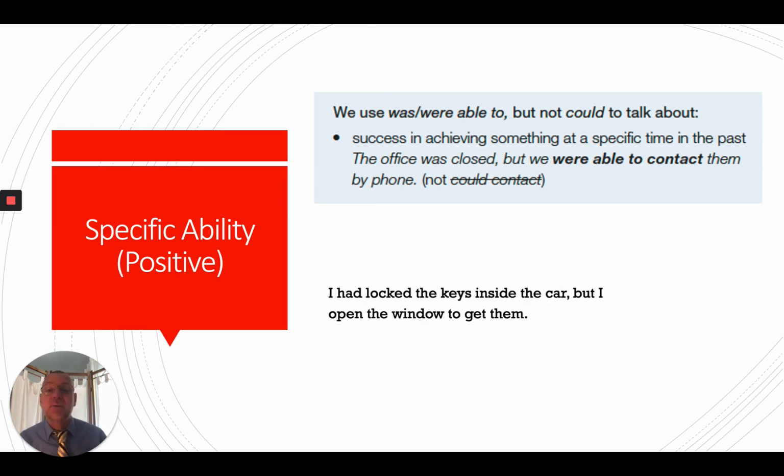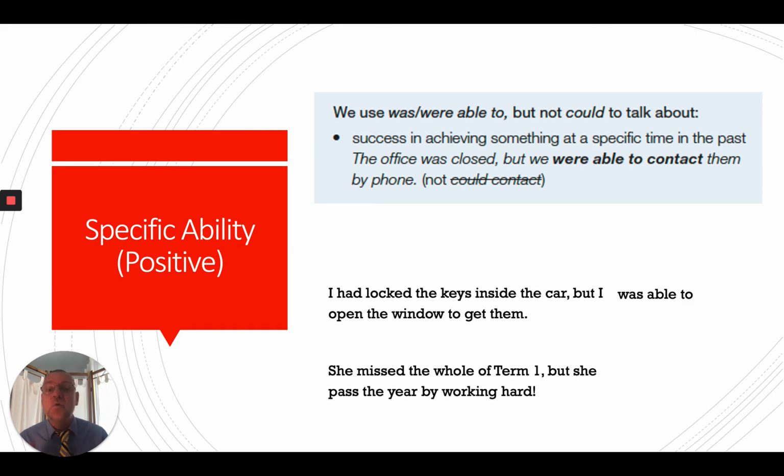Look at this example. I had locked the keys inside the car, but I opened the window to get them. It's a specific situation. It had a positive result. I was able to open the window to get them. She missed the whole of term 1, but she passed the year by working hard. Specific ability in a specific situation, positive outcome. She was able to pass the year by working hard.